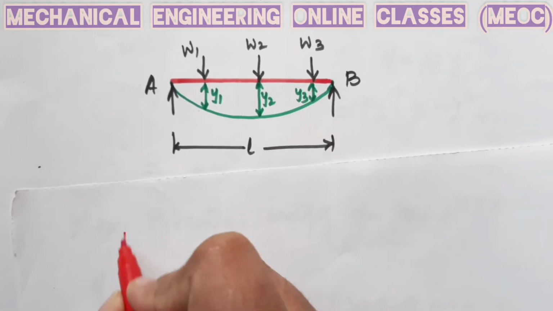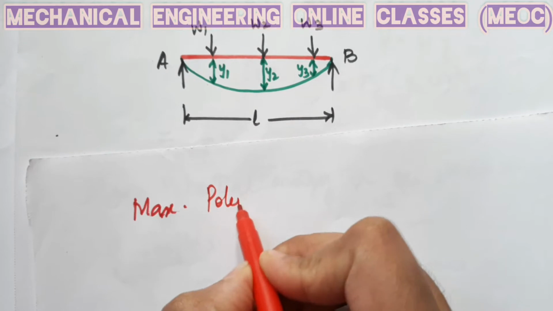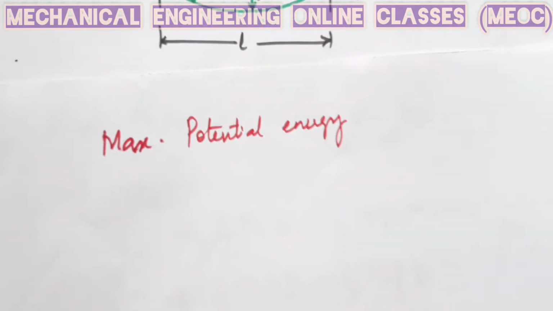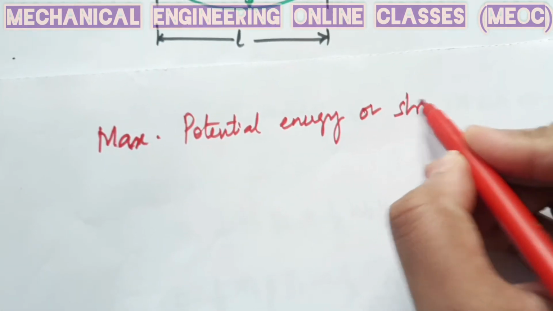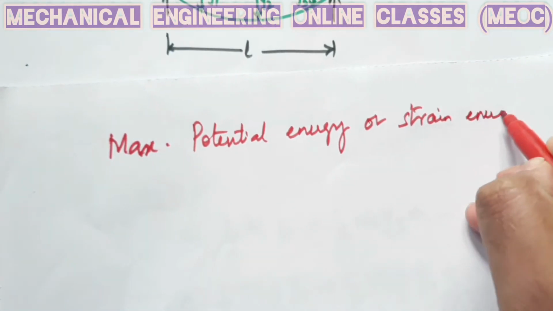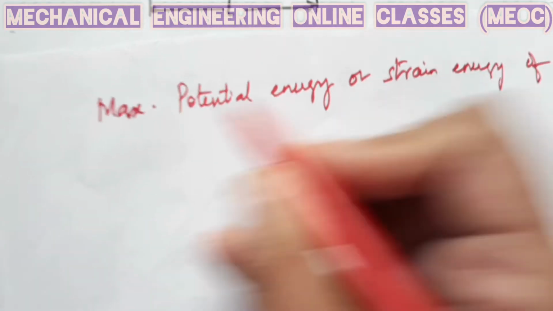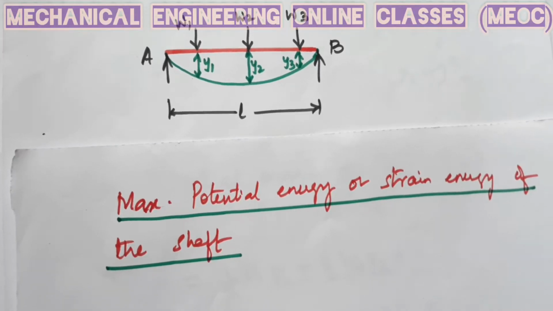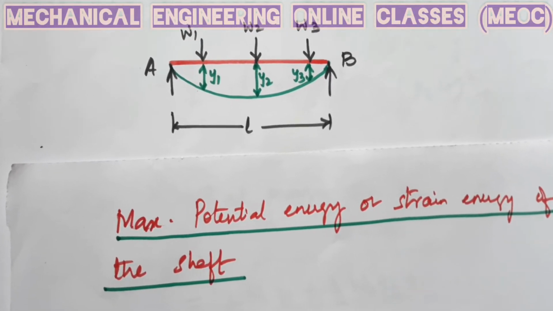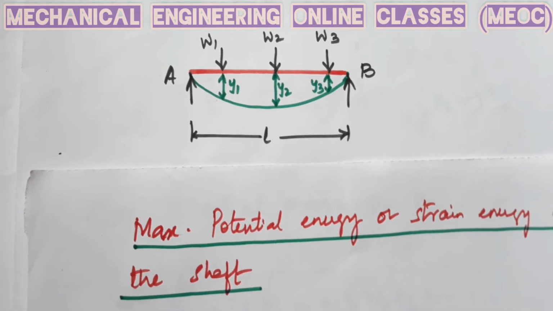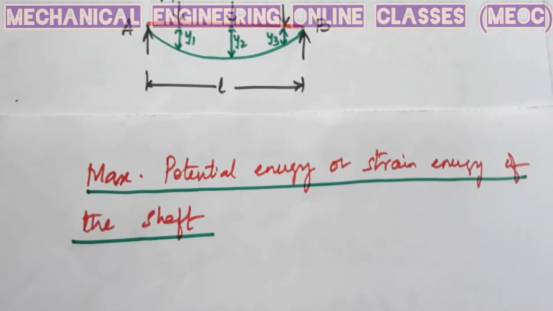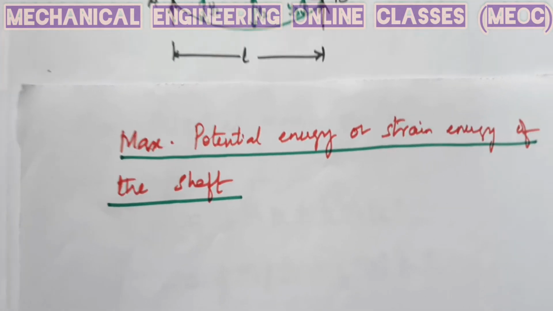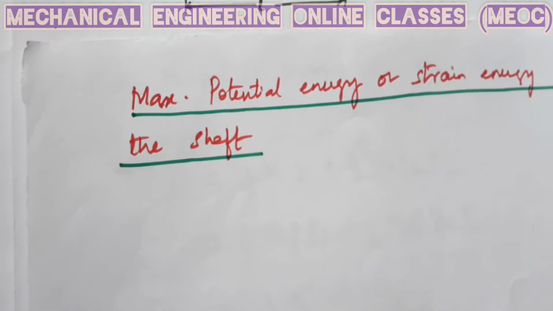So let us find the maximum potential energy or strain energy of the shaft. As we know, the strain energy is a type of potential energy that is stored in a structural member due to elastic deformation, and the strain energy is given by the area under the force deformation curve.